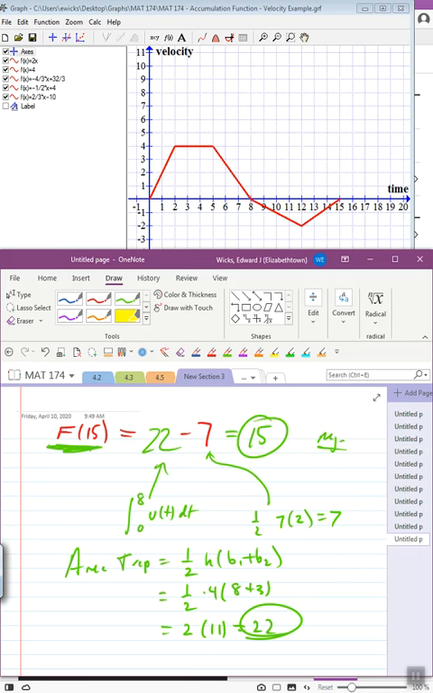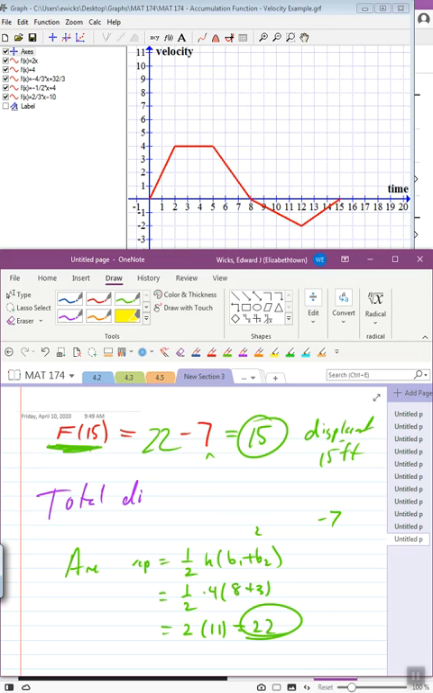And what that means is what? My total displacement would be 15 feet. Meaning what? From time 0 to 8, we went 22 feet to the right. Then from time 8 to time 15, we went 7 feet backwards, which means my final position is at 15, which means my displacement is 15. Versus, what's the total distance traveled?